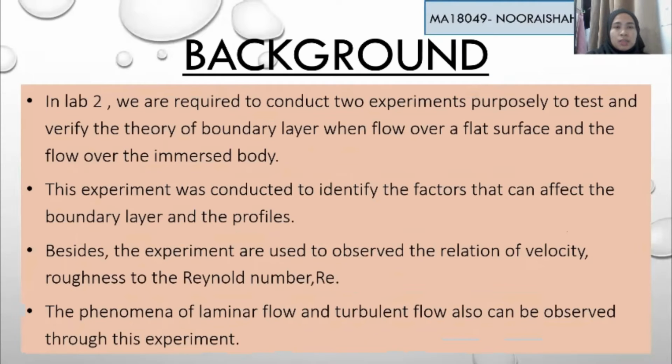Third, I will explain the background of the experiment. In this lab, we are required to do two experiments purposely to test and verify the theory of the boundary layer when flow is over a flat surface and flow is over an immersed body. The experiment was conducted to identify the factors that can affect the boundary layer and the profiles. Besides, the experiment is used to observe the relation of velocity and roughness to the Reynolds number. From the experiment, the phenomena of laminar flow and turbulent flow can also be observed.